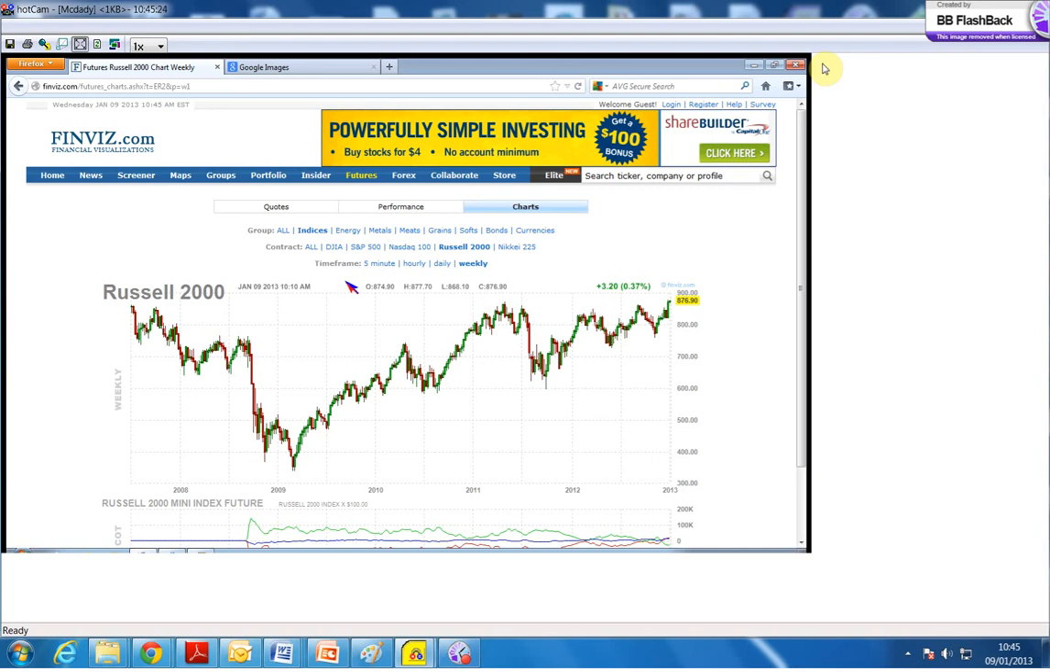Especially with the political upheaval that's going on, but it is doable. Okay. Now let's look at the grains.